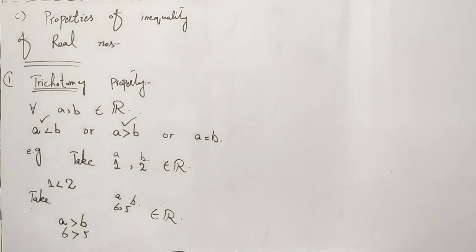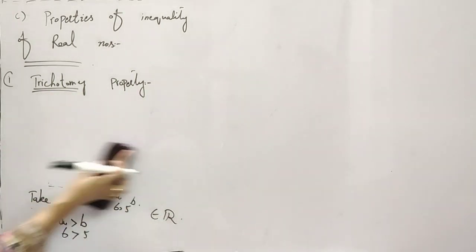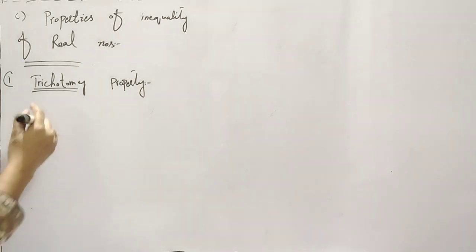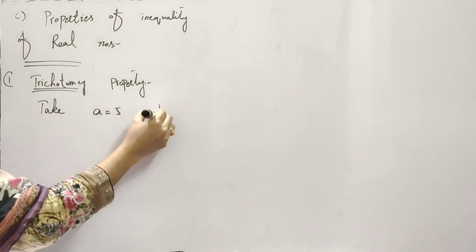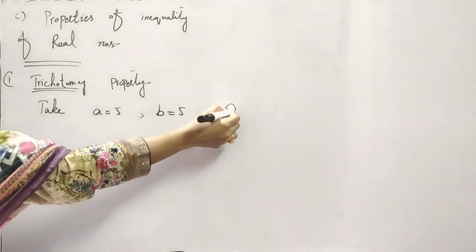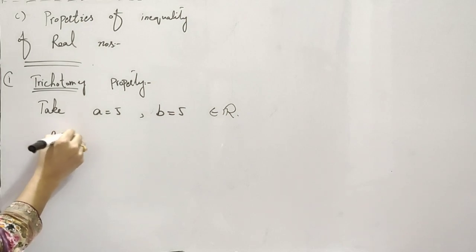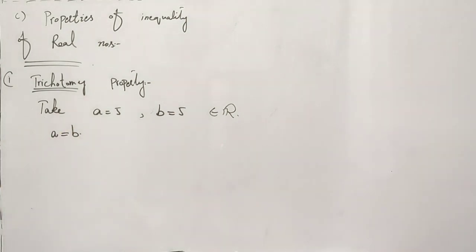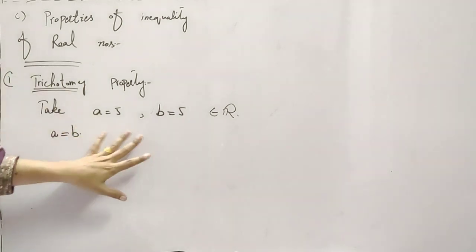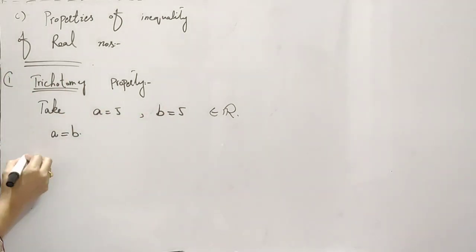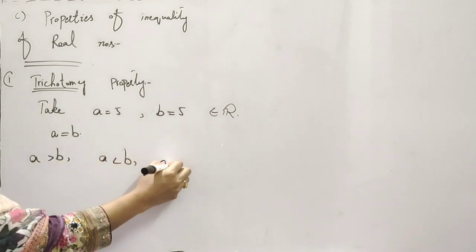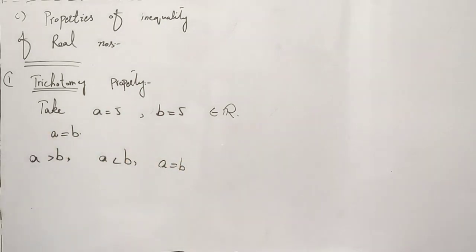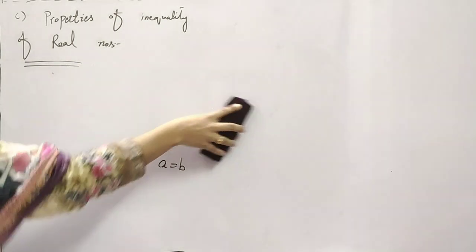And if you take a equal to 5 and b also equal to 5, belonging to real numbers, then a and b are equal. So between real numbers, always one condition holds: either a is greater than b, or a is less than b, or a is equal to b. There is no other condition except these, and this is the trichotomy property of the inequality of real numbers.